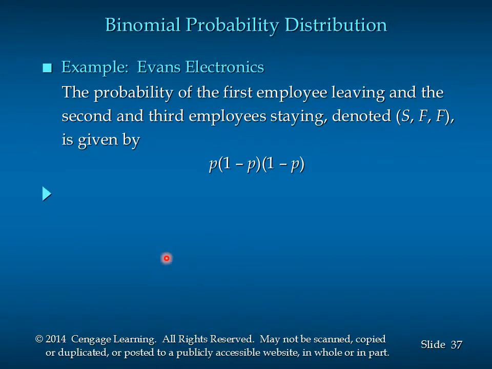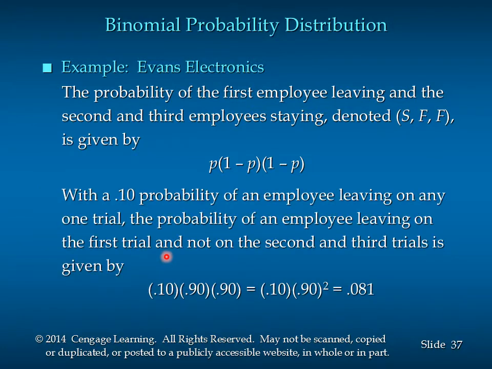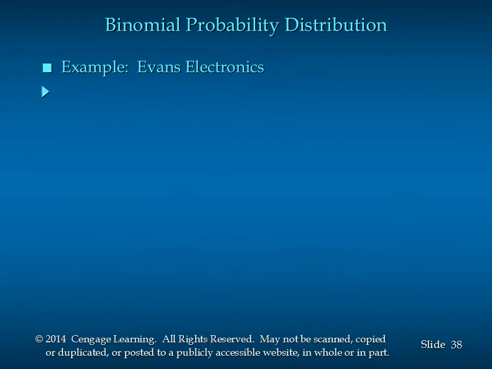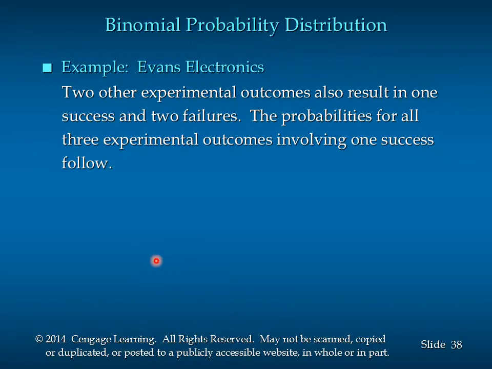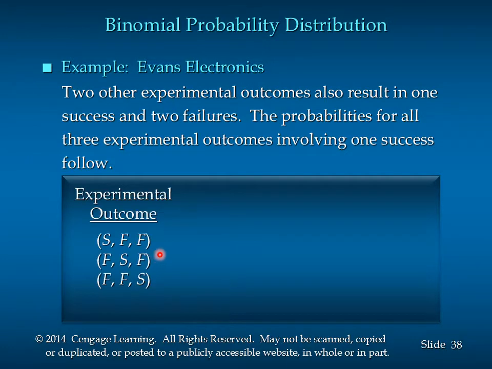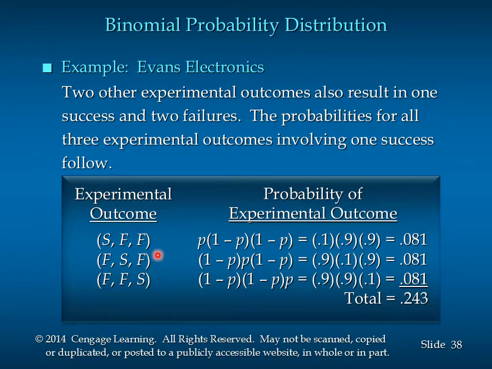So the probability of the first employee leaving and the third employee staying, so it's an S, F, F, is the way that comes out. And here is the actual calculation. There are three outcomes. They can stay, leave, stay, leave, stay, leave. Leave, stay. And leave is the failure.